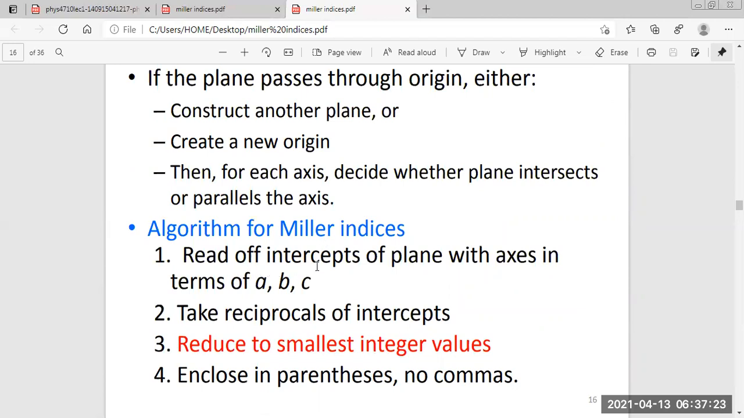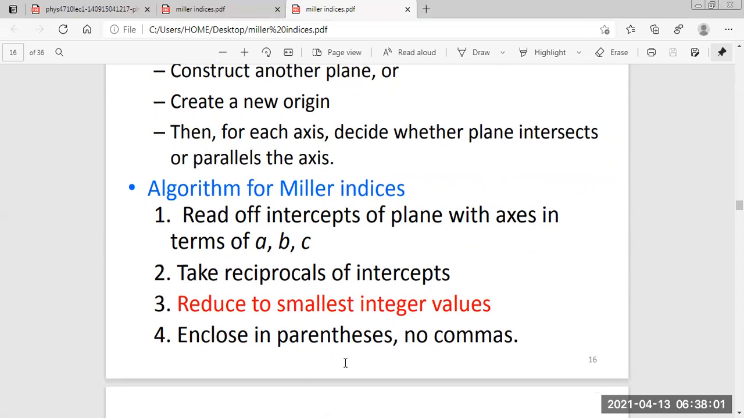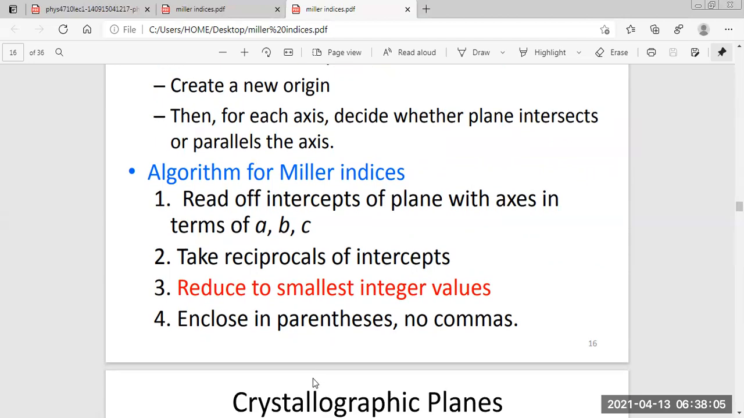First of all, you need to locate the intercepts of the plane with respect to the concerned axes, in terms of A, B, and C. Write the coefficients of A, B, C. Now take the reciprocal of these intercepts, whatever coefficients of A, B, C you got, and reduce them to the smallest possible integers. Then just enclose them within brackets without commas. That is the procedure to evaluate Miller indices.